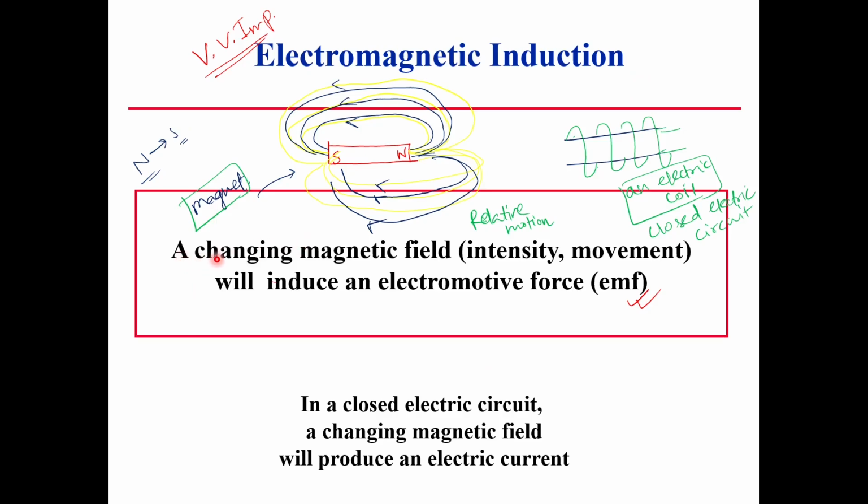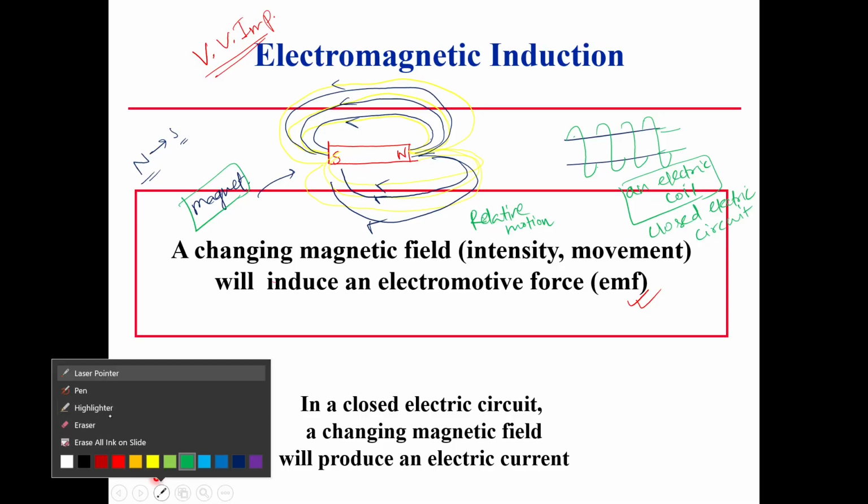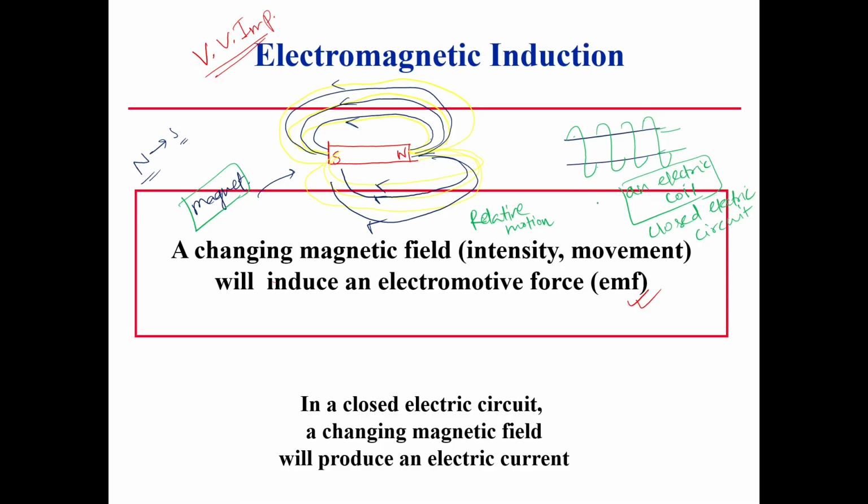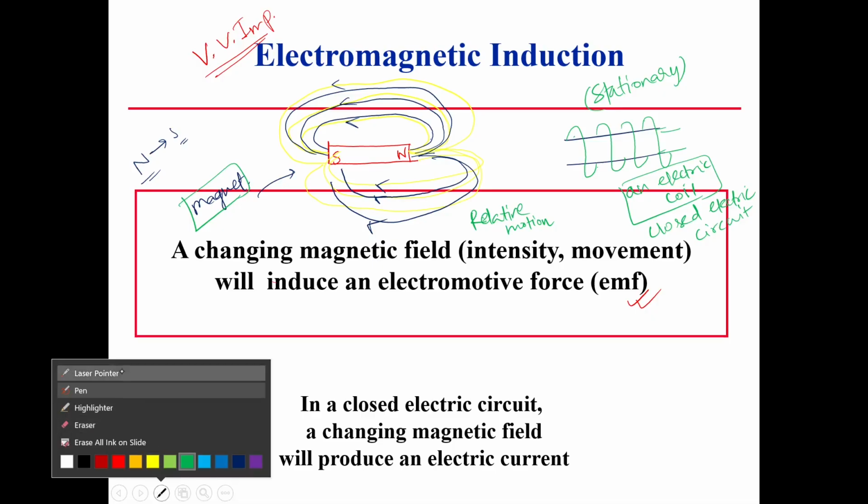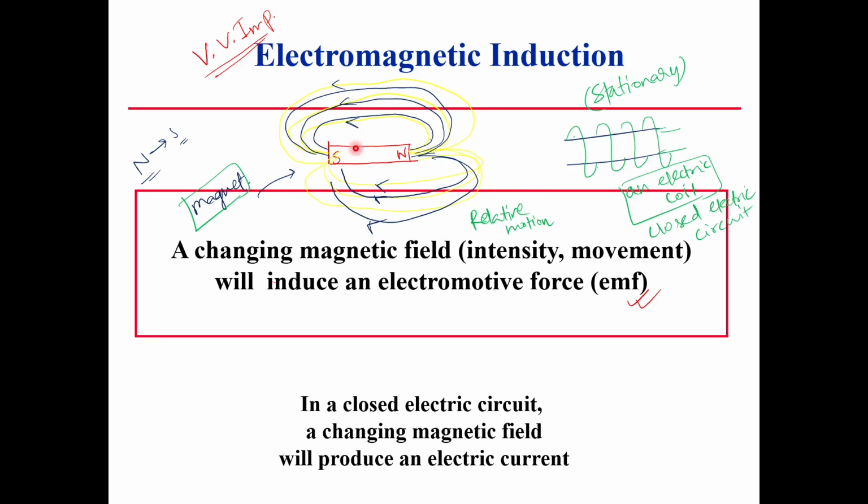So we have been able to understand what electromagnetic induction is. What you need to write in the exam is that a changing magnetic field, that means intensity movement, will induce an electromotive force. Now suppose you keep this coil stationary. Try to imagine you are keeping this coil stationary, and then you bring this magnet closer to this coil. So there will be a change in the magnetic field, isn't it?